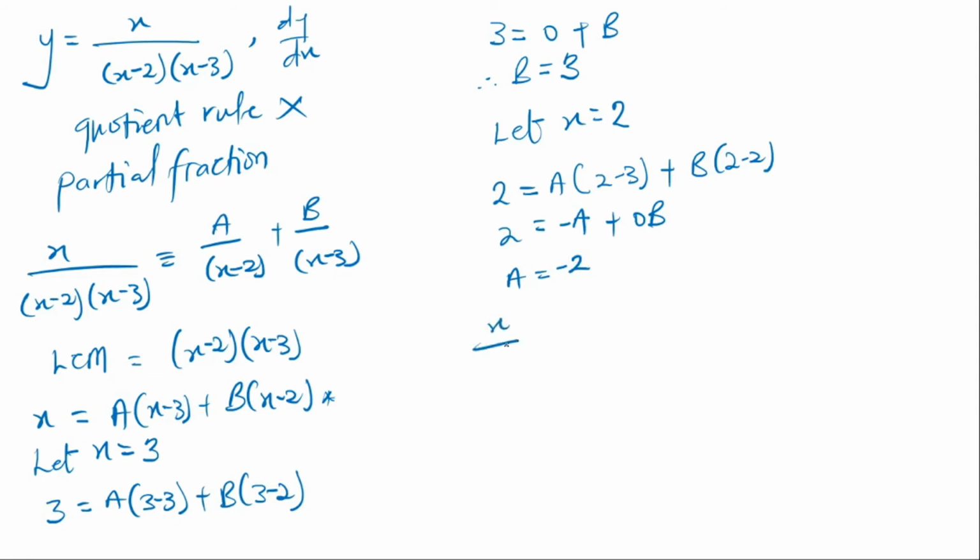So it means at the long run, converting the rational function into partial fractions, we have x over (x minus 2)(x minus 3) is equal to: the A is negative 2, so we have negative 2 over (x minus 2), plus B is 3 over (x minus 3).